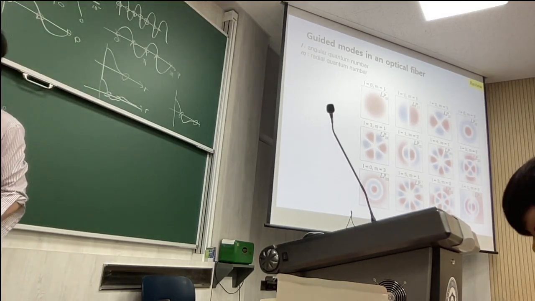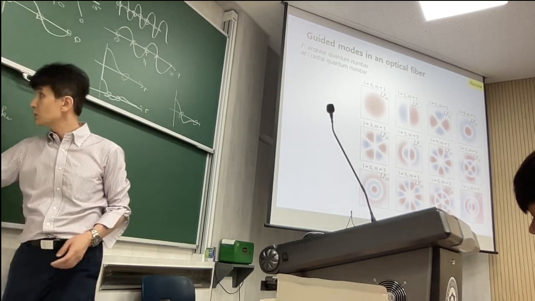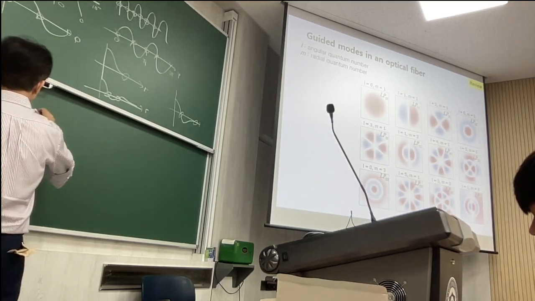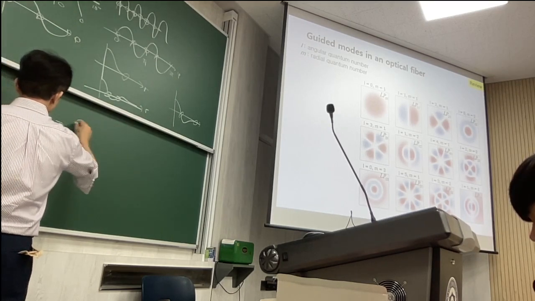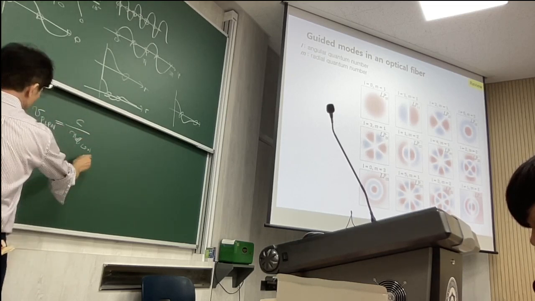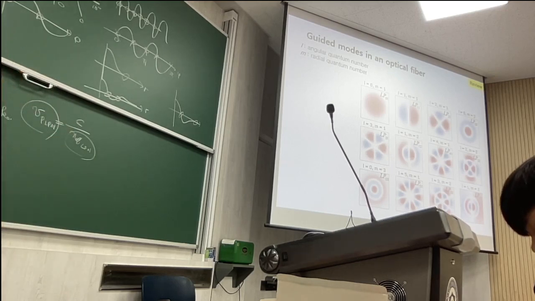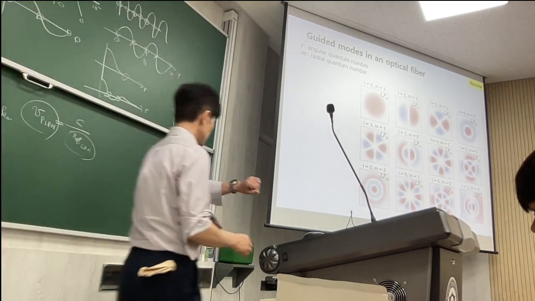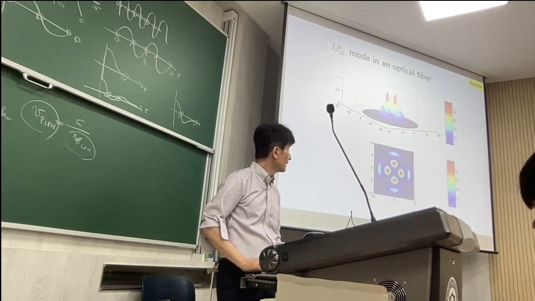And for a given profile, N effective is different, so that means the phase velocity for a given mode, V phase LP01 mode is C over N effective LP01 mode. So for a given mode of N effective, the phase velocity is determined by that. So that's the situation we have. That's the physical meaning.